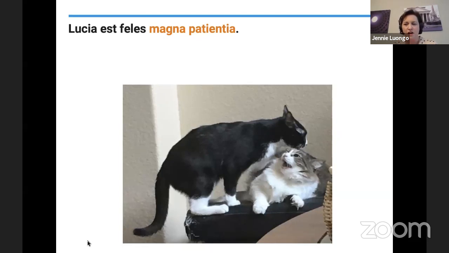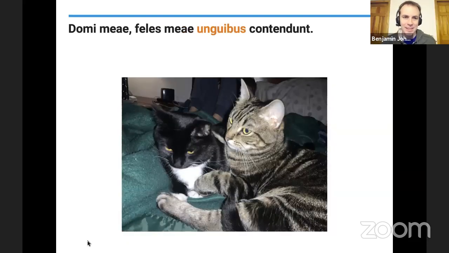So we'll move on to how Ben's life is deeply affected by the ablative as well. Okay, so here we go. Domi meae, feles meae, unguibus contendunt. So think about that ablative unguibus. We had a sentence like this earlier, I think, in our review of book 6. Domi meae, at my house, feles meae, my cats, contendunt, they fight.